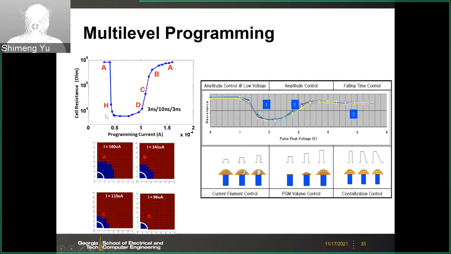You can rely on either the reset side or the set side. This is a reset. This is a set. So basically you need gradual reset or gradual set. And if you do gradual reset, let's say this is a gradual reset, for example this one, this part.